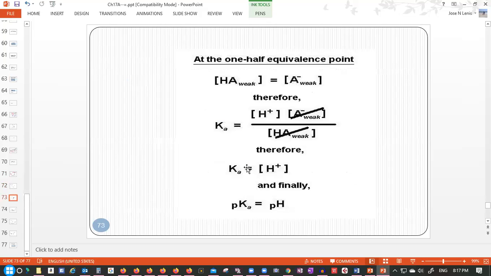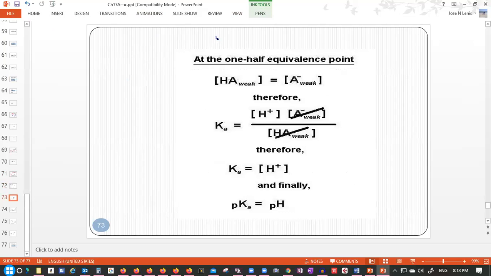And that is important because when we plug that into the equilibrium expression at one half of the equivalence point, the concentration of the weak acid equals exactly the concentration of the salt. That makes sense, right?